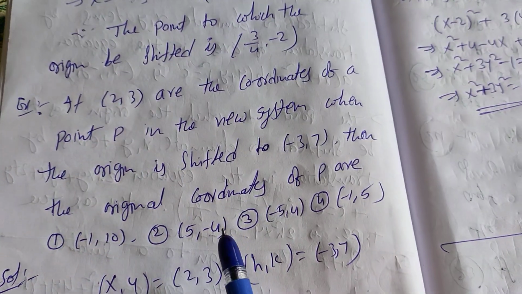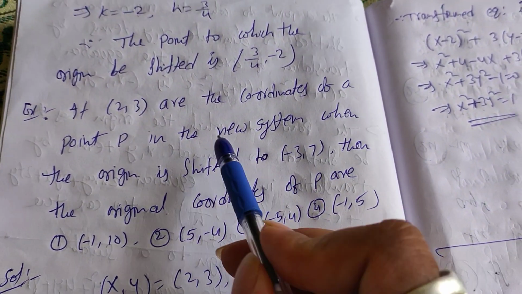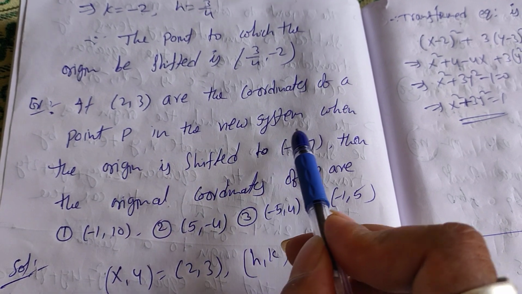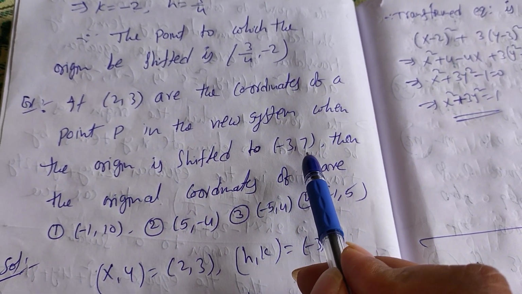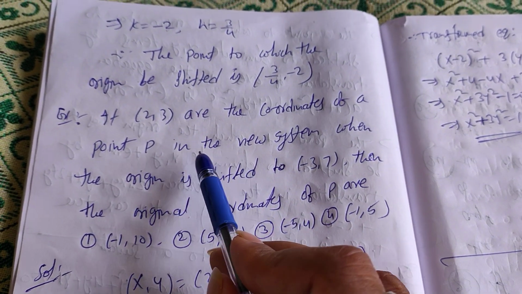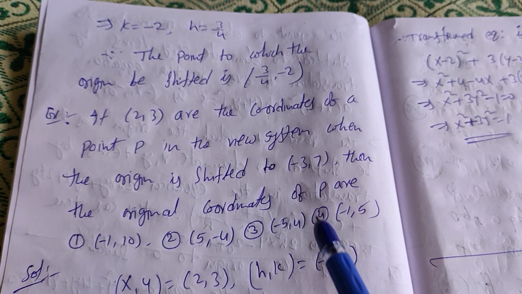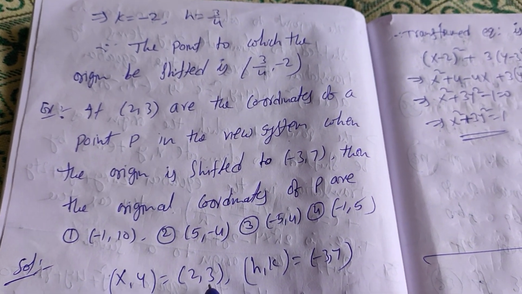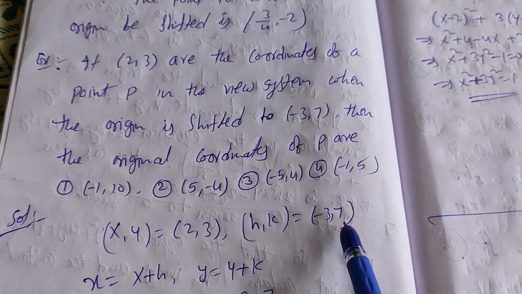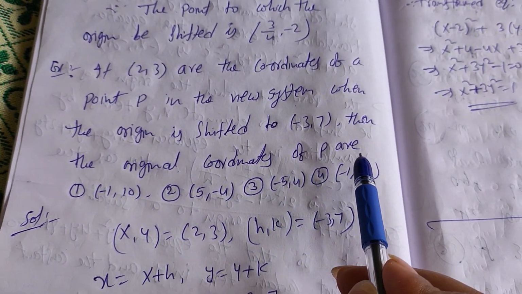Anyway, any method, and that means any procedure they may ask the question. Okay, if (2, 3) are the coordinates of a point P in the new system, when the origin is shifted to (-3, 7), that means (h, k) is equal to (-3, 7), and (2, 3) are the point P in the new system. New system means they have given capital X, capital Y. So (X, Y) is equal to (2, 3), (h, k) is equal to (-3, 7). So he is asking to find the original coordinates of P.